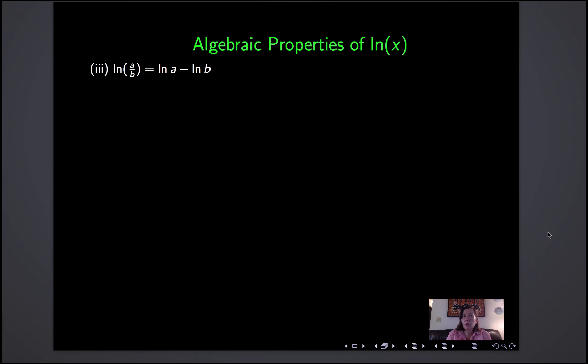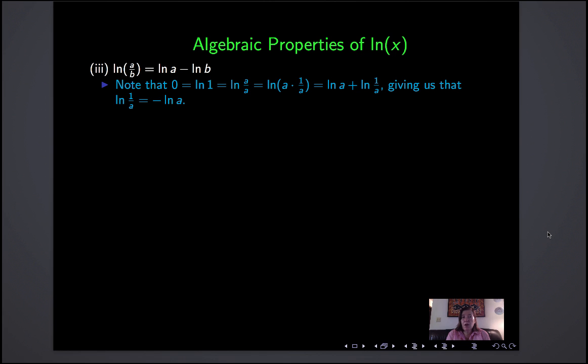Well, our third rule tells us how to deal with quotients. The natural log of a over b equals the natural log of a minus the natural log of b. Notice that 0 is the natural log of 1, which is the natural log of a over a, which is, in turn, the natural log of a times 1 over a. And by our previous rule, rule number 2, that's the natural log of a plus the natural log of 1 over a.